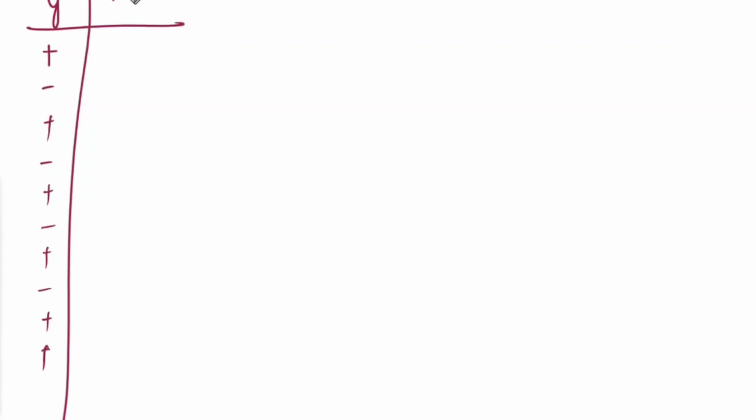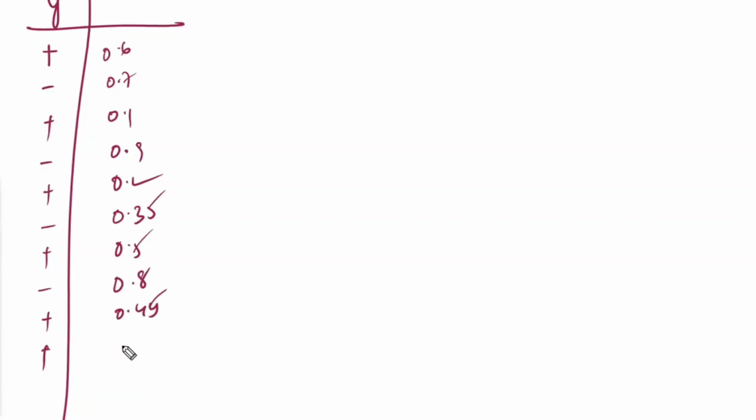Now, predicted Y. First, you are going to predict the P value. Tell me some P values as per your choice. 0.6, 0.7, 0.1, 0.9, 0.2, 0.35, 0.5, 0.8, 0.45, 0.54. Okay, completed. Assume these are the P values, fixed. Now, this is the predicted.